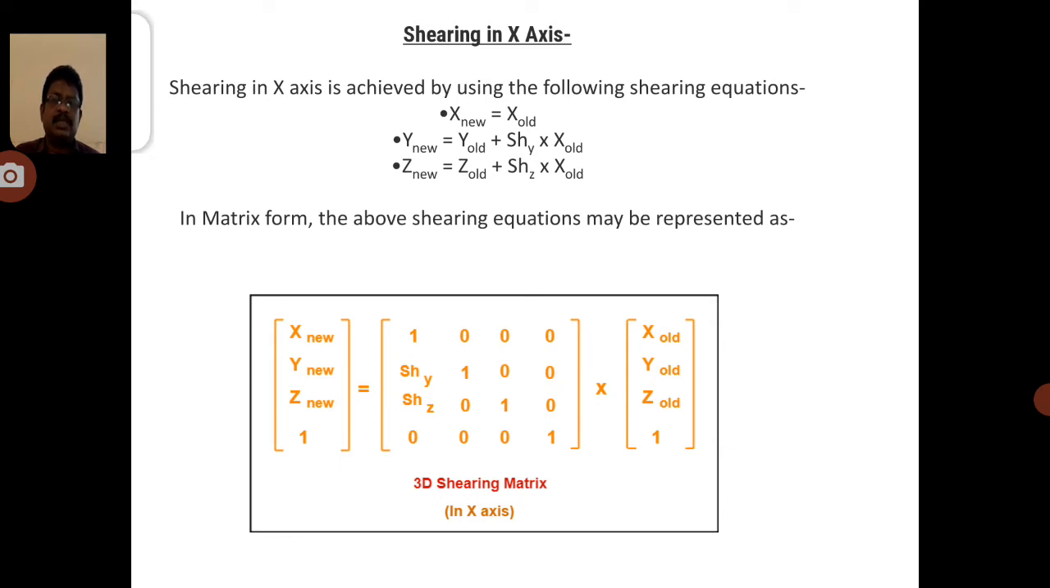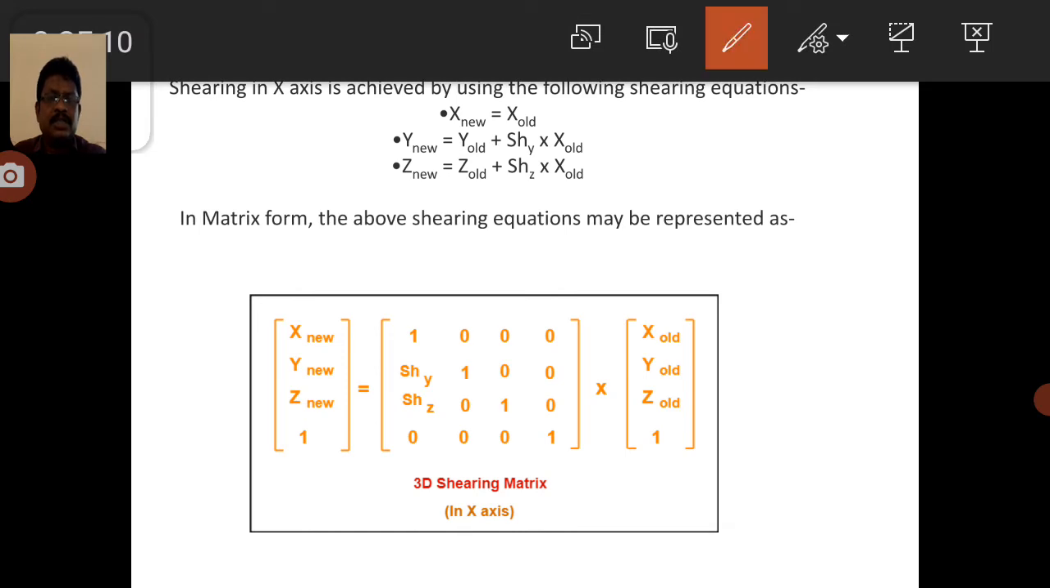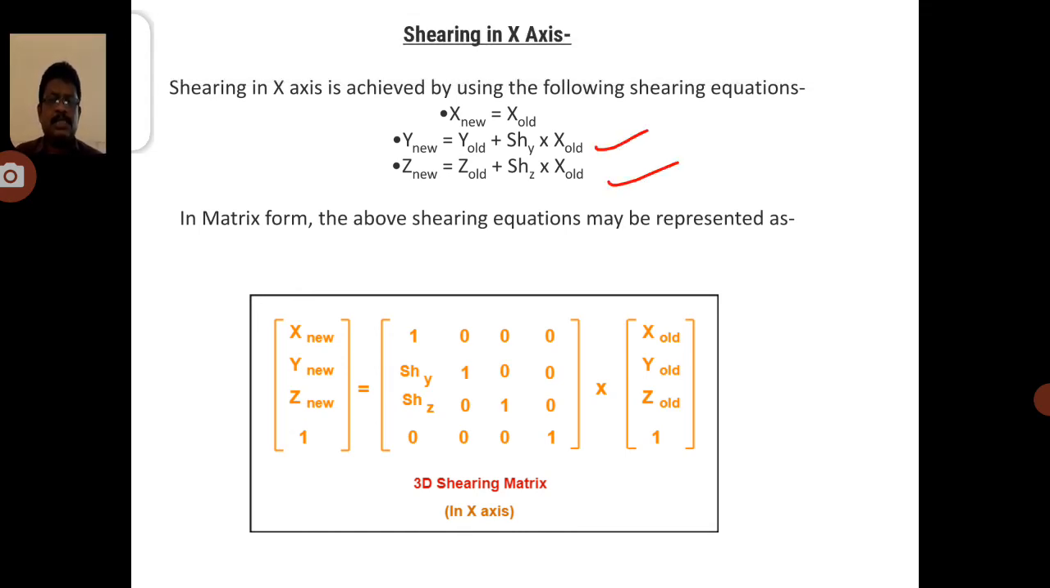You can observe here y new equals y old plus SHY into x old. So z new equals z old plus SHZ into x old. You may observe one clarification here: in both values, you should consider only x old and y old. That means we have to do the shearing on the x axis. The x axis is considered, but there is no impact on the x axis. The impact goes to the y axis and the z axis.